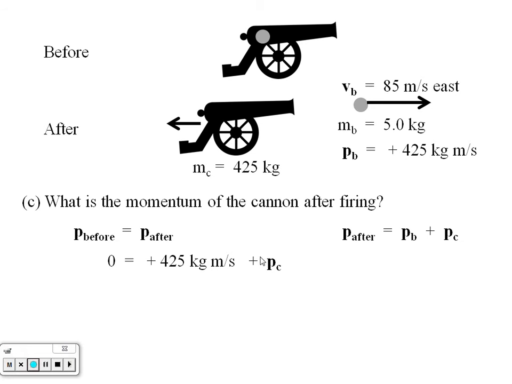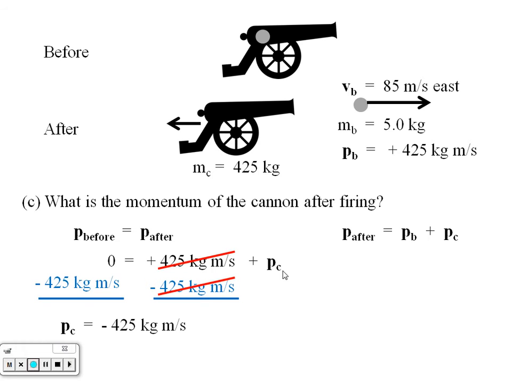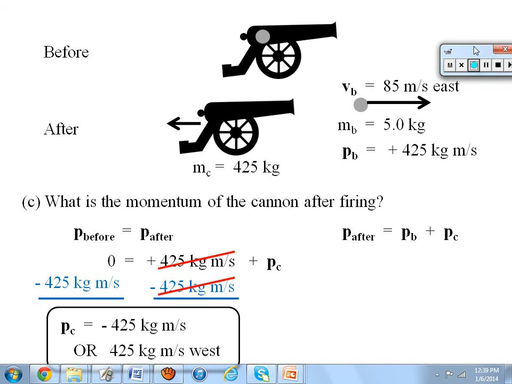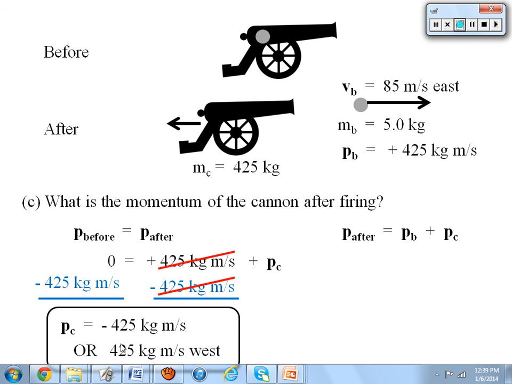All right, and then we want to solve for the momentum of the cannon, which we can easily do by subtracting 425 from each side. Then we're left with the momentum of the cannon is equal to negative 425 kilogram meter per second. Or we could say 425 kilogram meter per second to the west. All right, if the cannonball is moving to the east, the cannon moves to the west.